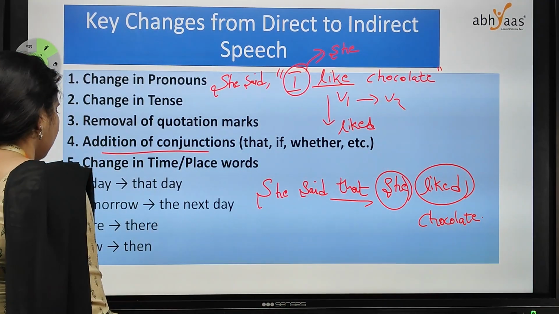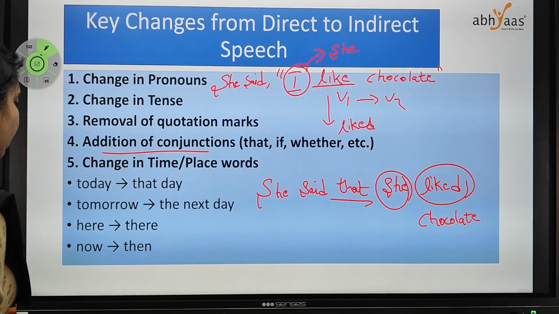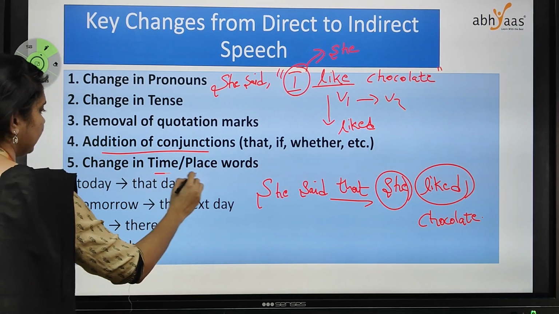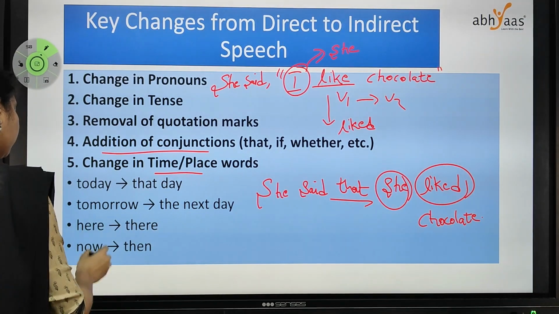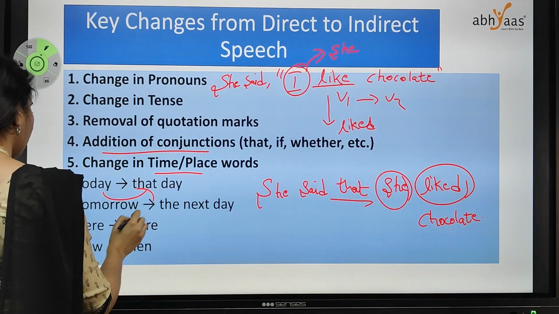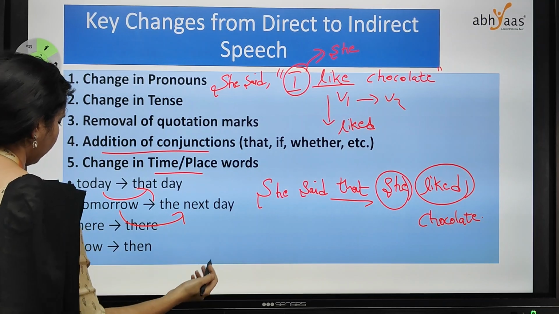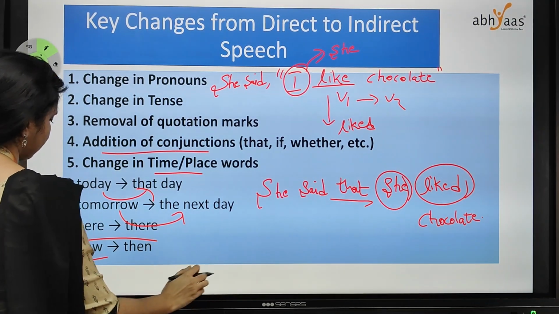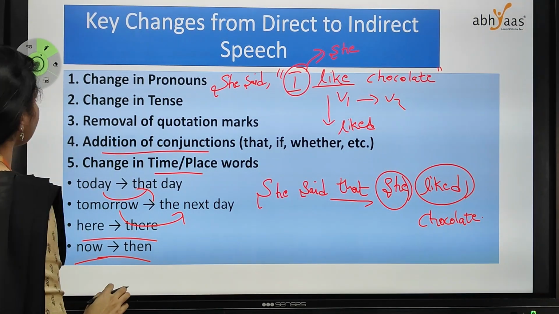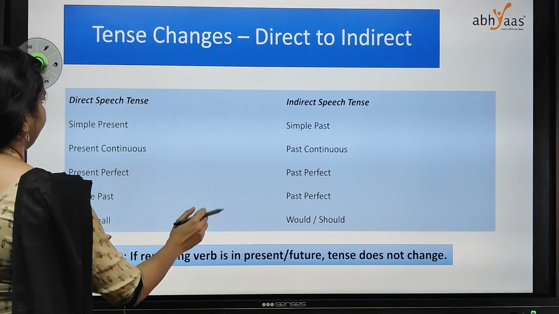Okay, and sometimes when you have mentions of time or place, even those words would change. For example, today would become that day, tomorrow would become the next day or the following day, here becomes there, and now becomes then. Okay, let's look at them in detail.